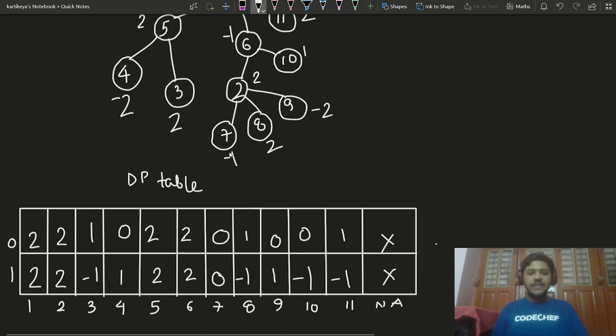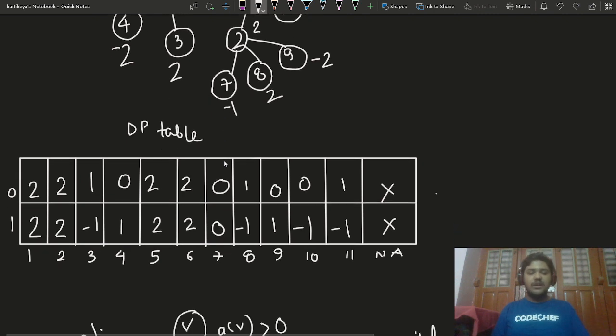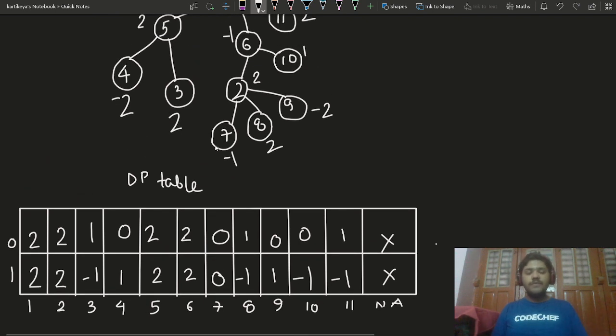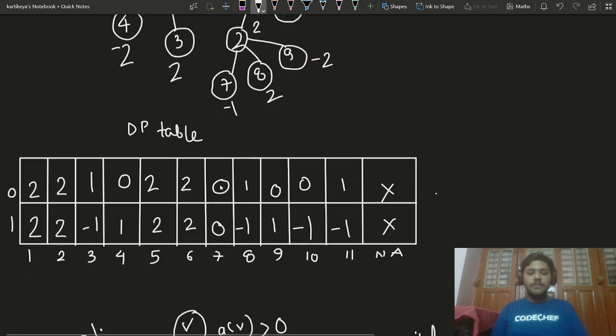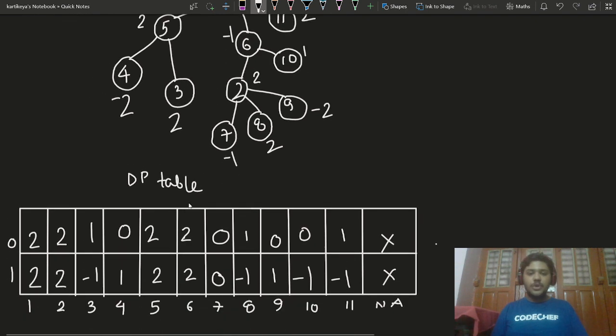Come to 7. Can 7 offer a negative value? Yes. What is it? It is minus 1. What is the power of 2 in the absolute of minus 1? It is 0. Just fill 0. Can 7 offer a positive value? No, but it can offer an empty path. So what is the value of an empty path? 0. So what is the power of 2 in an empty path? It would be 0. Okay. Now just come to 2.